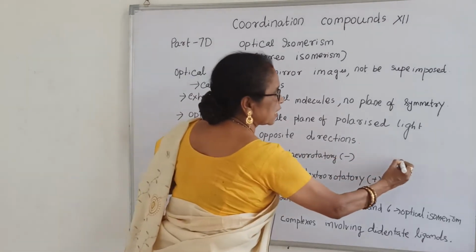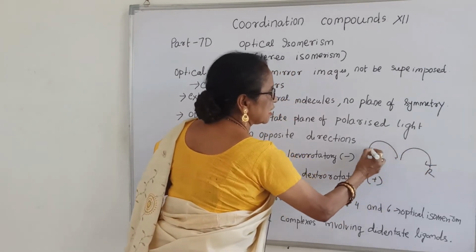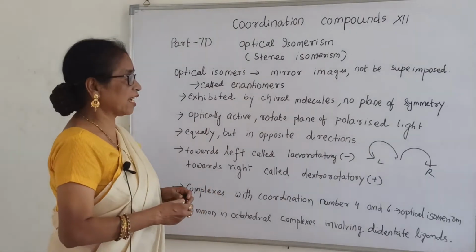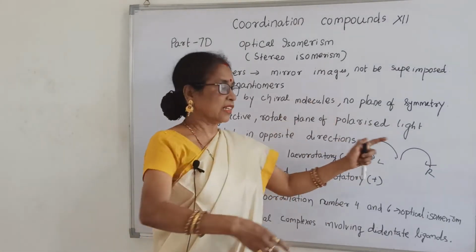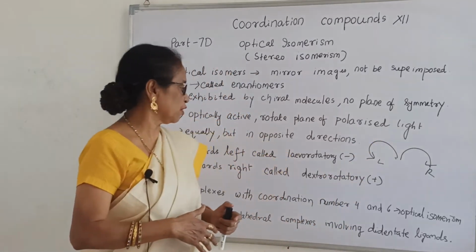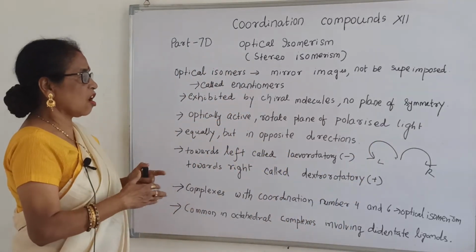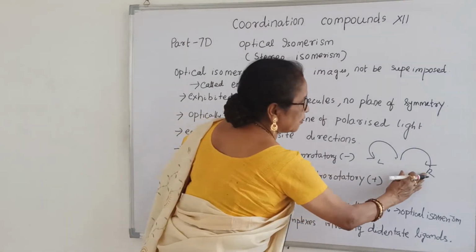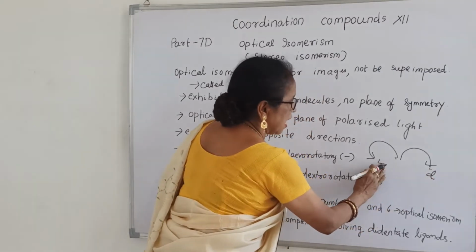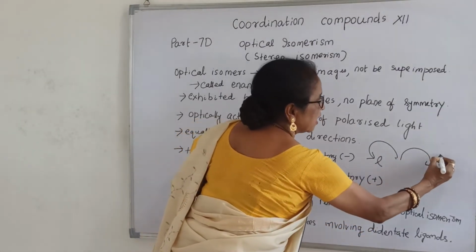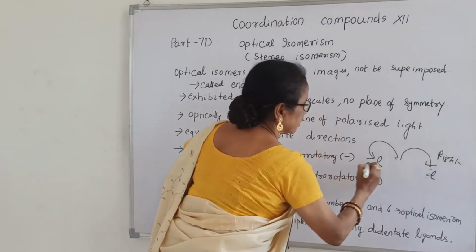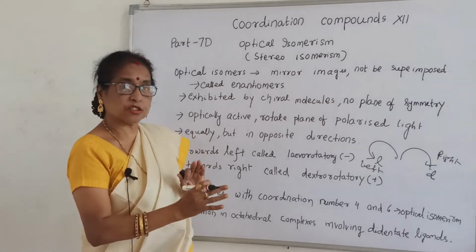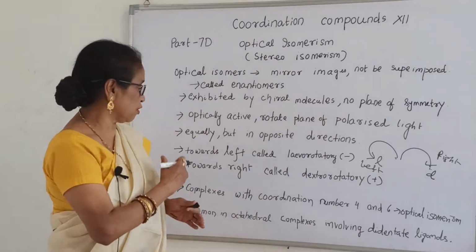That means here you can see this is the right part and this is the left part. They are equal and in opposite directions. If right side, dextrorotatory. If left side, levorotatory. They are labelled D and L. Sorry, right is called dextrorotatory, so D, and left is L. That means if you rotate to the right side, it is called dextrorotatory. If you rotate to the left side, it is called levorotatory.